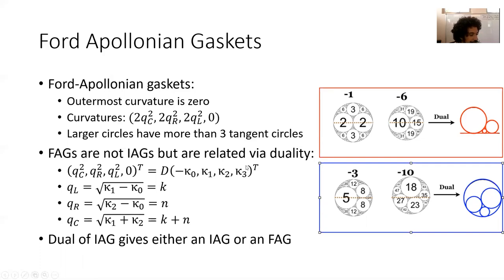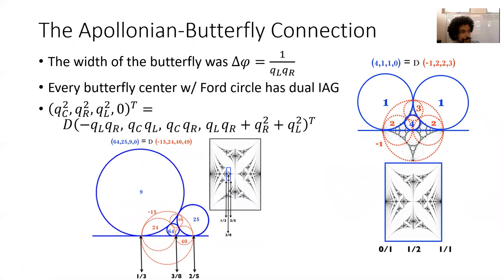So finally, I just want to stress once again that the dual of an integral Apollonian gasket can either be a forward Apollonian gasket shown on top here in red, or it could be an integral Apollonian gasket shown in blue here. But we're going to be most interested in the forward Apollonian gaskets that are dual to integral Apollonian gaskets because the forward circles connect to the butterfly. As we previously remember, the width of a butterfly at some butterfly C is related to the denominators of a butterfly from the left and to the right of it.